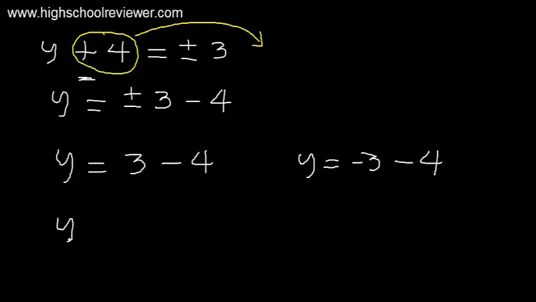So our y sub 1 here will be 3 minus 4, that is negative 1. And our y sub 2 will be negative 3 minus 4, negative 7. So therefore, y sub 1 equals negative 1 and y sub 2 equals negative 7. They are our final answers.